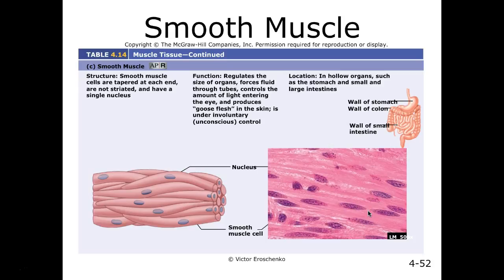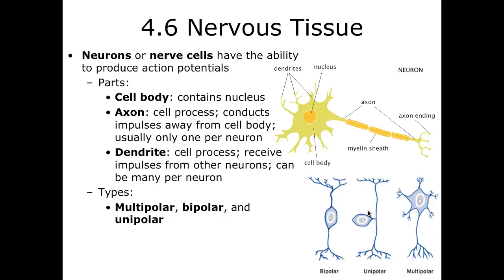And we'll find these in hollow organs. So a lot of our organs in the digestive system, such as the stomach, our small and large intestines, as well as within our blood vessels.